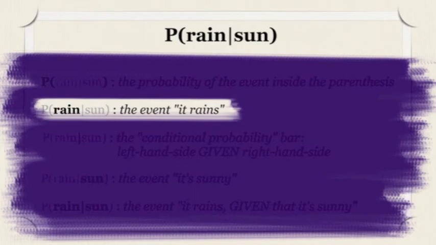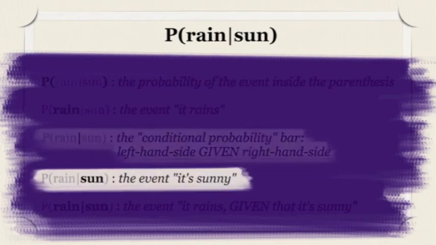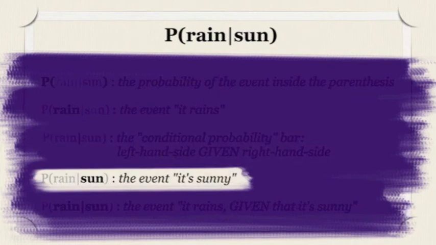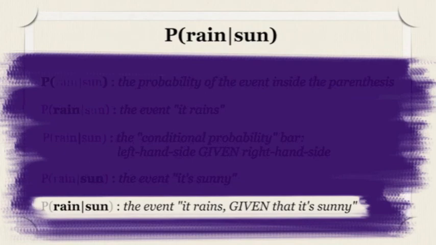Next, we have our first event, in our case, rain. This just means that the topic of discussion is whether or not it rains. After that, we have the conditional probability bar. This just means that we're looking at the probability of seeing the event on the left-hand side, given that the event on the right-hand side has occurred. Then we have our second event, in our case, just whether or not it's sunny. When we put those together, we get the phrase rain given sun. This means it rains on a day which is sunny.